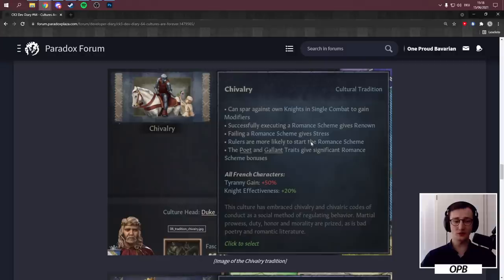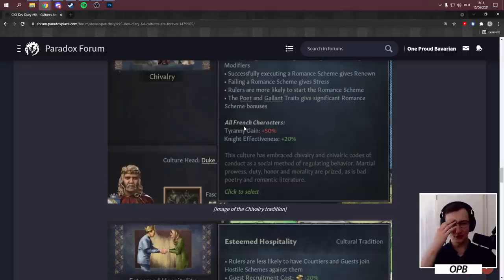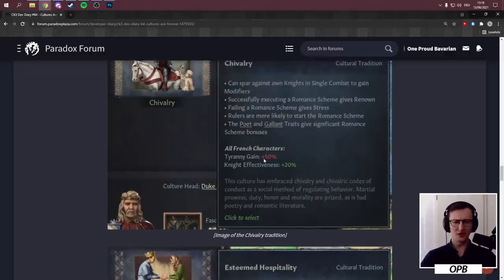And then rulers are more likely to start the Roman scheme. The poet and gallant... This will make people happy, I guarantee it. Everybody's going to be cheating. The poet and gallant trades give significant Roman scheme bonuses. Oh, these are the French. Sorry, these are the French. I wonder why he is the head of the French. Anyway, tyranny gain plus 50%, knight effectiveness plus 20%.